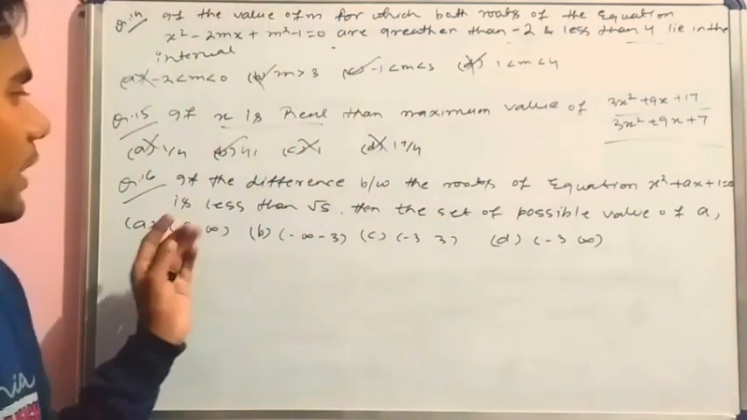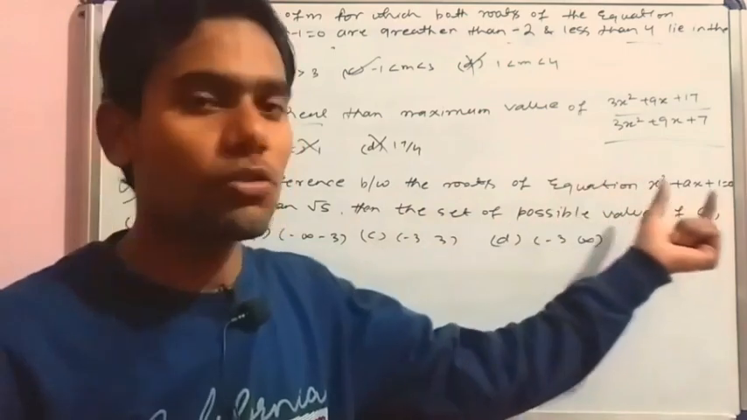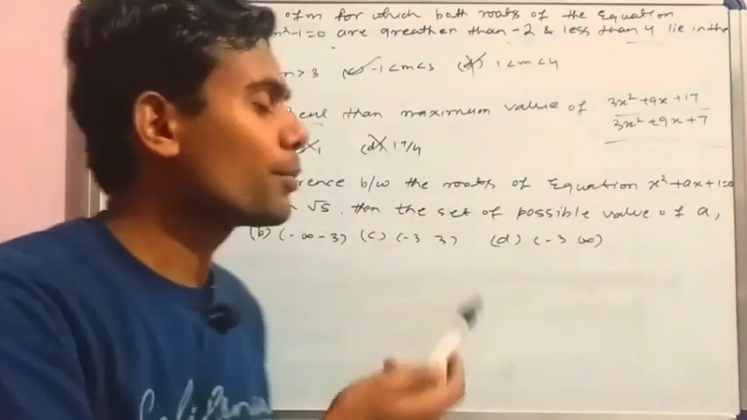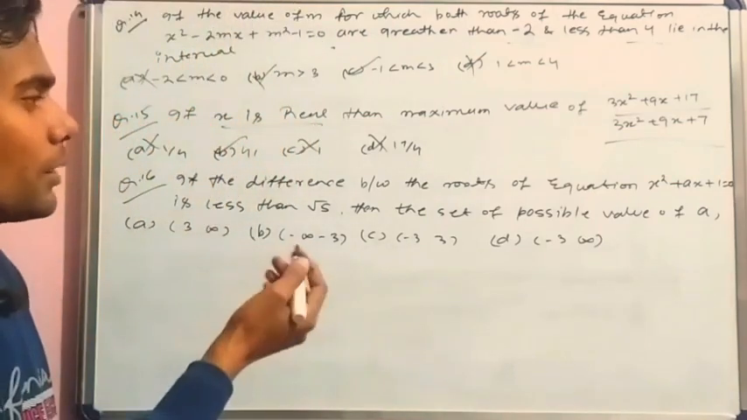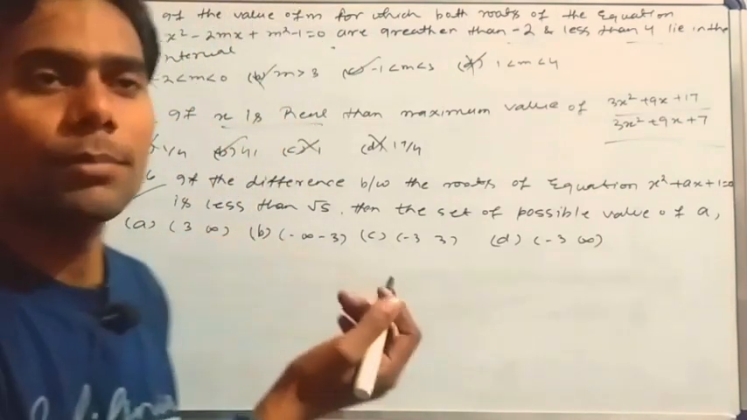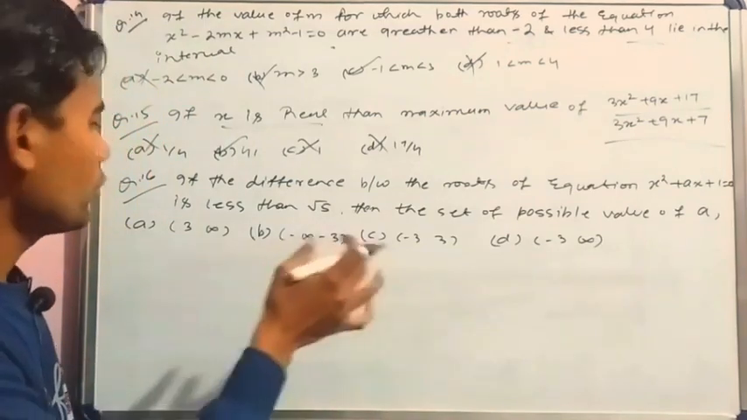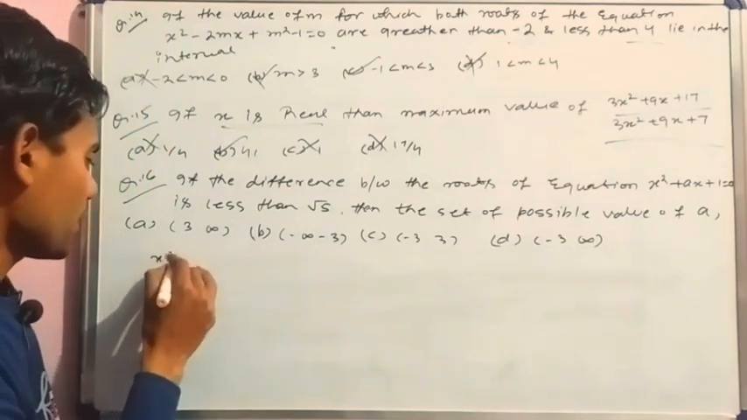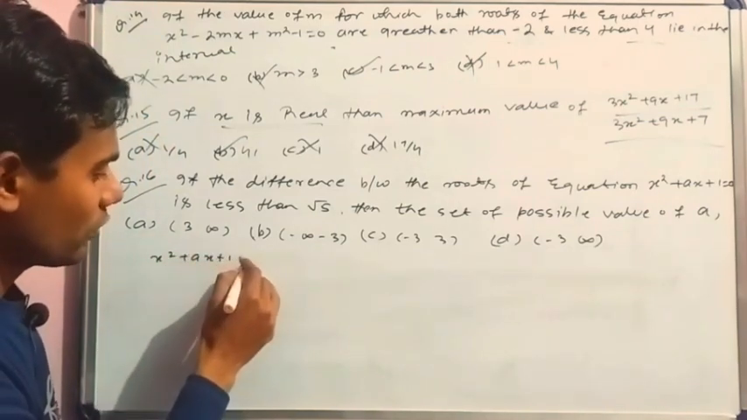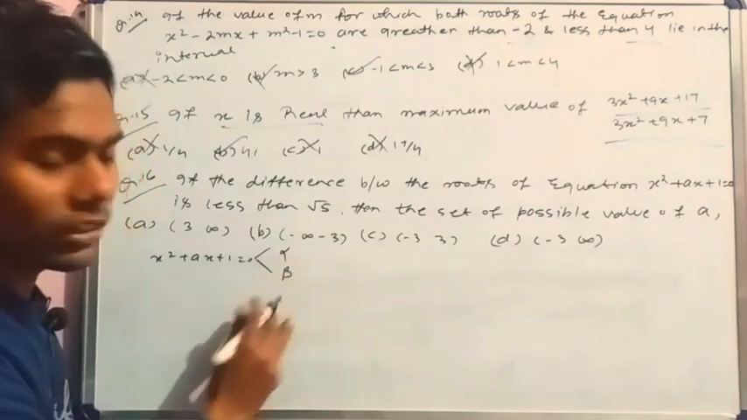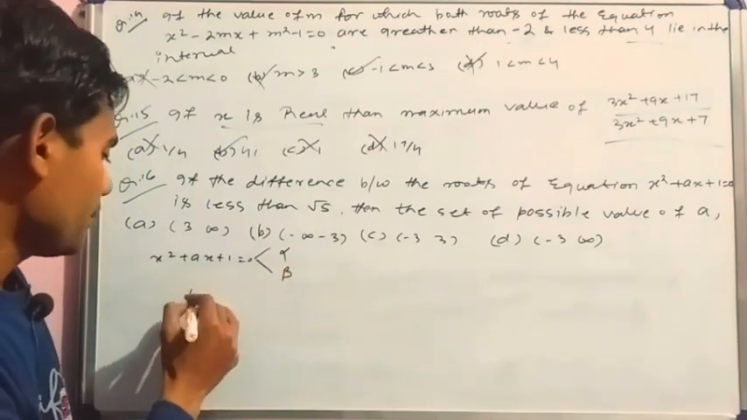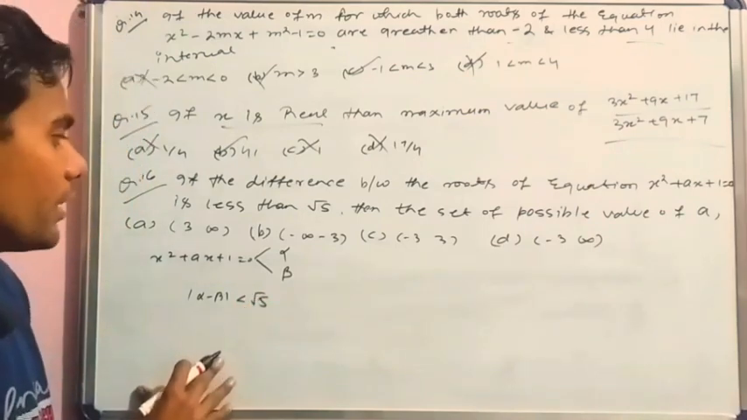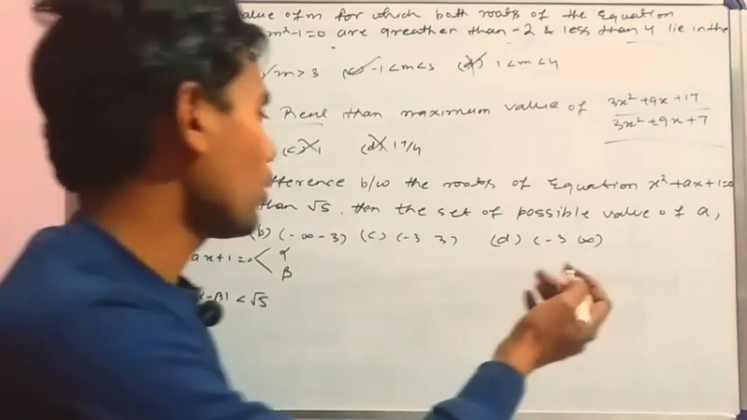Question number 16. If the difference between the roots of the equation x² + ax + 1 = 0 is less than square root of 5, then find the set of possible values of a. If this quadratic equation x² + ax + 1 = 0 has two roots alpha and beta, and the condition is that the difference of these roots is less than square root of 5, then find the interval in which a lies.